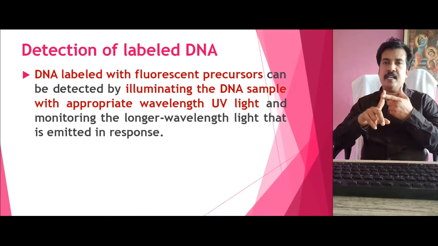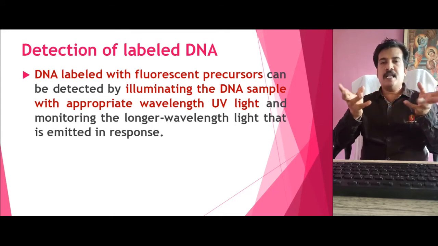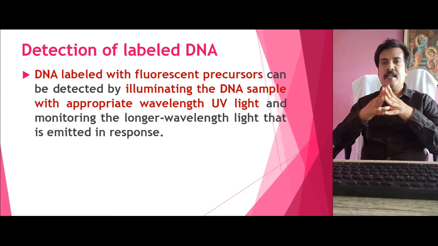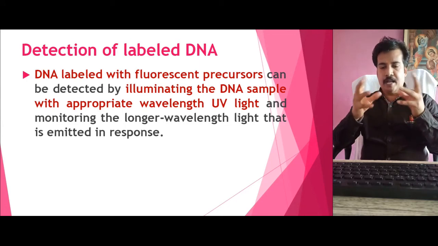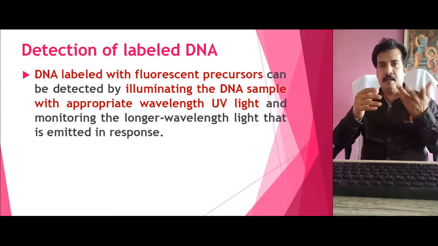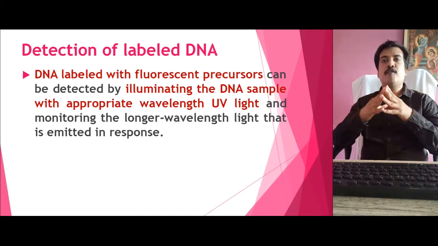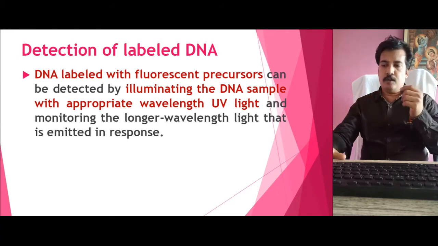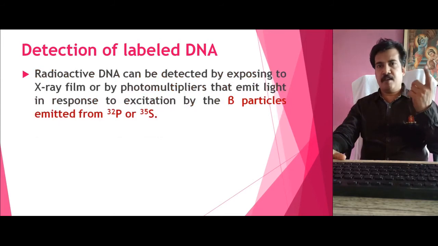Consider that if a DNA has been labeled with a fluorescent precursor, it can be easily identified by illuminating under UV light. UV light of an appropriate wavelength can identify the DNA because of the fluorescent nature of the dye. So by this fluorescence we can identify it. That is the basic process that can be done.